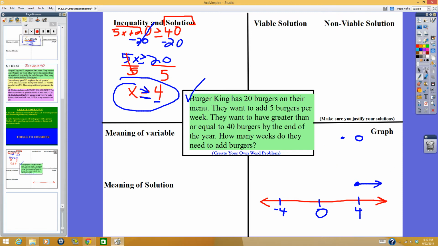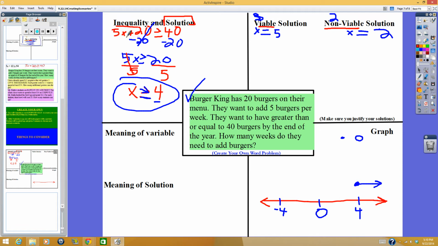Okay? Now, to pick viable and non-viable, for your assessment you're going to have to do 3 examples of viable and 2 examples of non-viable. I'll get more into detail with that tomorrow during class. But for this one, where it says x is greater than or equal to 4, a viable solution could be 5. 5 is greater than or equal to 4. And a non-viable solution could be, I'm going to go with 2, because 2 is not greater than or equal to 4.